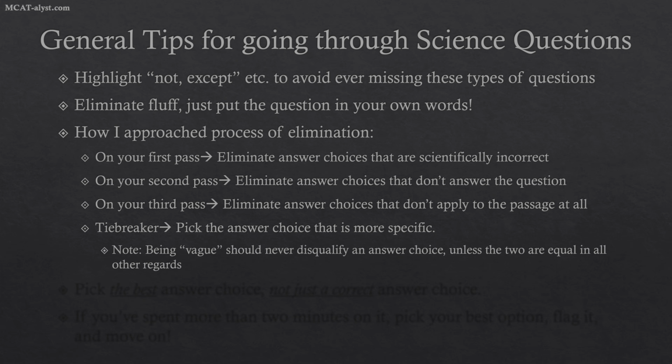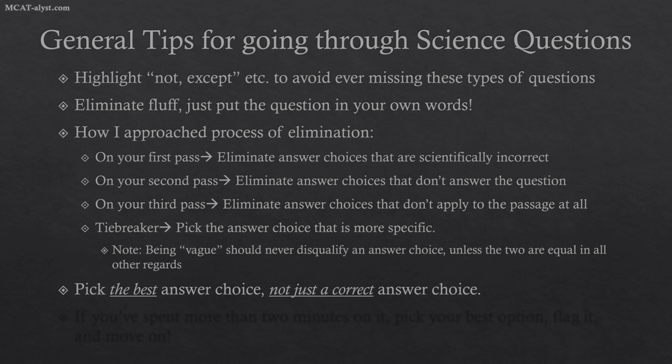I want to note that you should never rule out an answer choice just on the basis that it's vague. You should only be ruling it out because it's vague if it's equal on every other more important quality of an answer choice. So here comes my most important advice. Your job on the MCAT is to pick the best answer choice, not a correct answer choice. This also applies to cars a little bit.